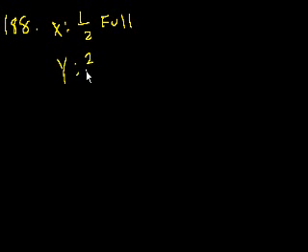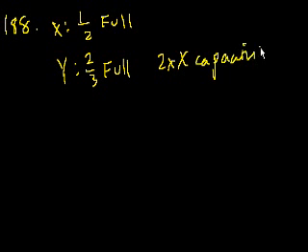188. Drum X is 1/2 full of oil. So X is 1/2 full. And drum Y, which has twice the capacity of drum X, is 2/3 full. So Y is 2/3 full and has 2 times X's capacity. If all of the oil in drum X is poured into drum Y, then drum Y will be filled to what fraction of its capacity?